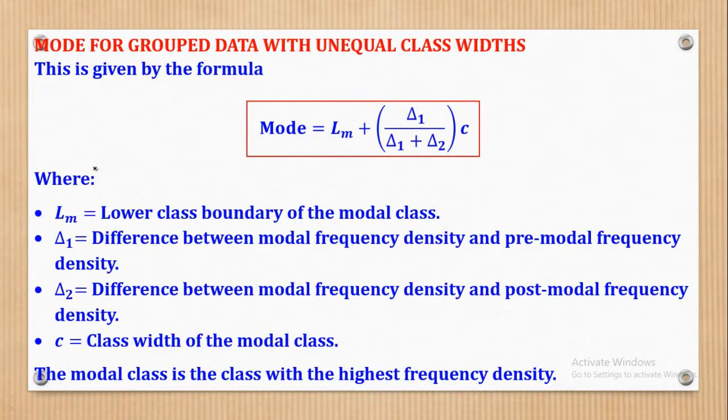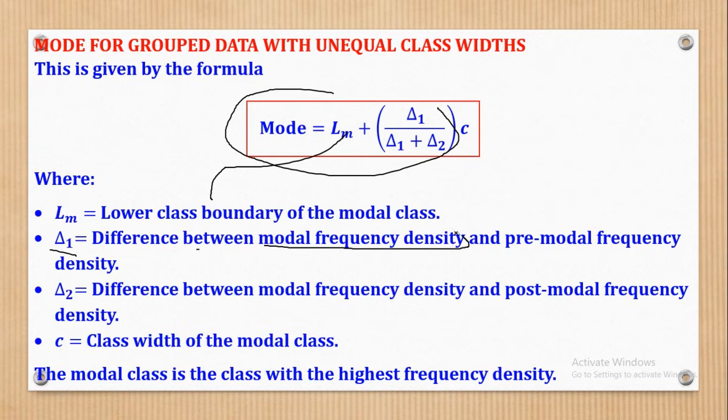What if the class widths are unequal? So the formula will remain the same, but how we use it will differ. For example, this is the lower class boundary of the modal class, which is okay, but delta 1 is the difference between the modal frequency density. Now we are adding a new term, frequency density. Now what is frequency density? We shall see that in the next slide.